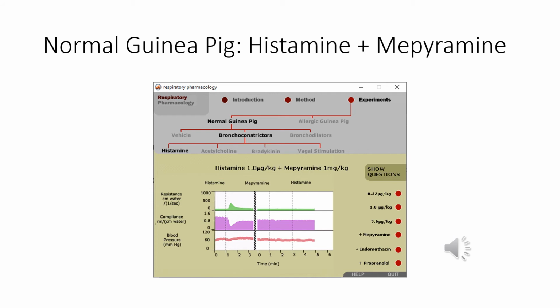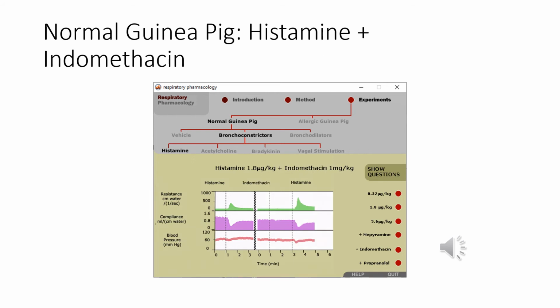Administration of meperamine prior to the administration of histamine does not cause any changes to the monitored respiratory parameters. In this experiment, the effect of indomethacin and histamine was also studied. Administration of 1 mg per kg of indomethacin alone has no effect towards lung resistance, compliance, and blood pressure. However, the administration of histamine after the administration of indomethacin increased the lung resistance and significantly reduced the lung compliance and blood pressure compared to that observed with 1.8 microgram per kg of histamine alone.